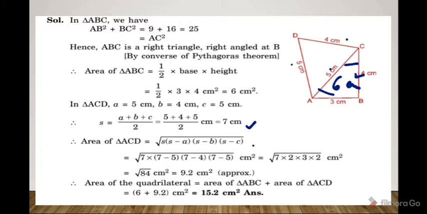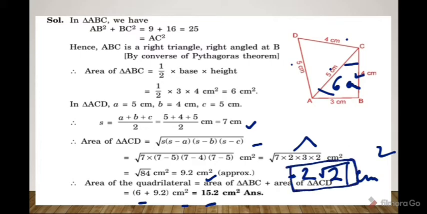Now put it in Heron's formula. As you can see from this expression, 1 2 will be outside, 21 centimeter square. So 2 root 21 centimeter square. Just leave it in this way, or you can convert root under 21 in the decimal form. So it will be 9.2 centimeter square. So the area of the quadrilateral is 6 plus 9.2 centimeter square, that is 15.2 centimeter square.